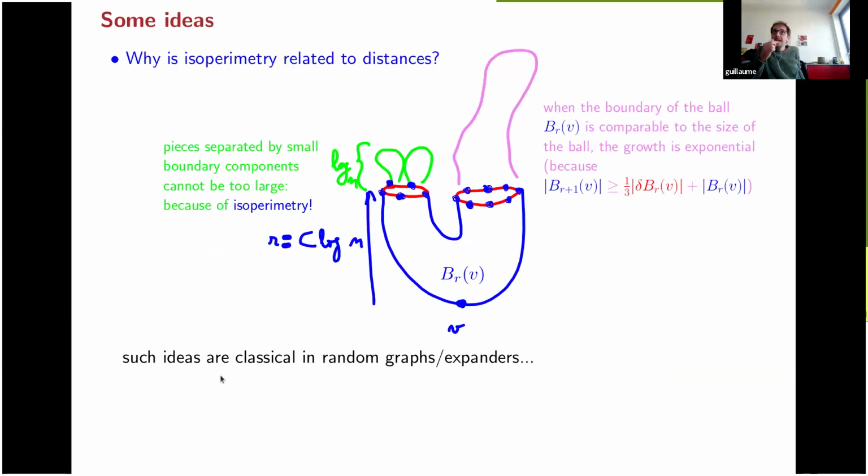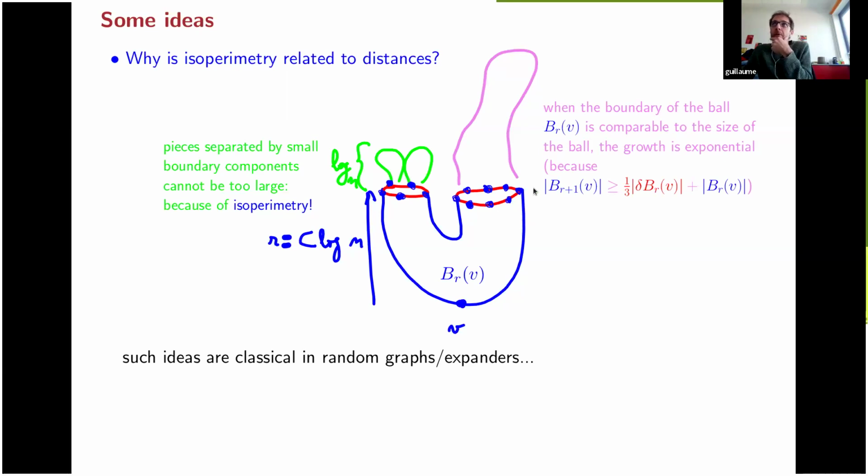So the last thing I want to say is, why is isoperimetry related to distances? This is something kind of classical for people used to expansions of graphs and this sort of thing. It gets a little bit technical in our case, but basically the basic observation is this. You take your favorite vertex and you grow balls. So say you look at the ball of radius r, this blue thing here, where r is already something logarithmic. And then you look at the pieces which are separated by the boundary of the ball. So you have pieces here in green which are separated by small boundary components. But by isoperimetry, you know that small boundary components can only separate small things. So this is something you can control, thanks to the isoperimetry.